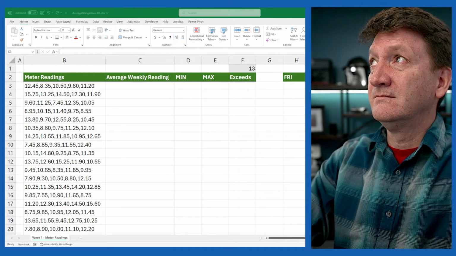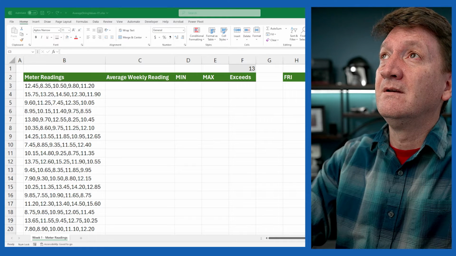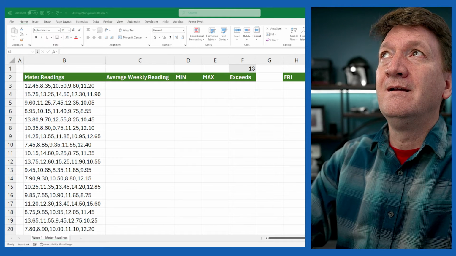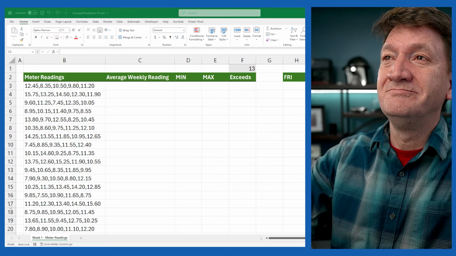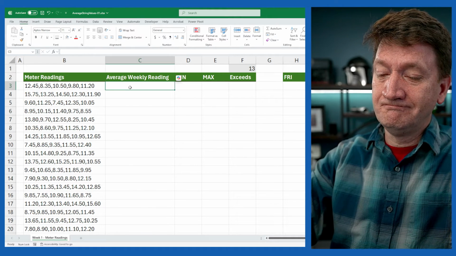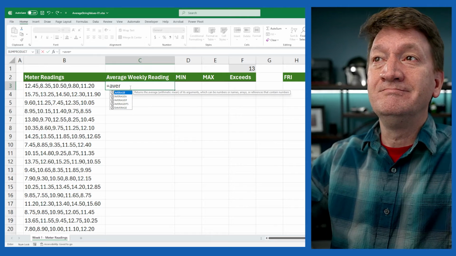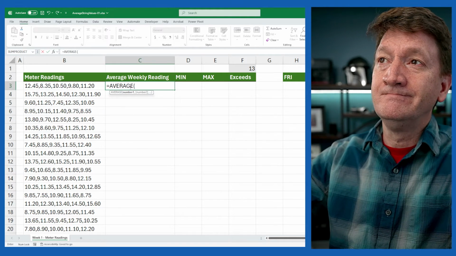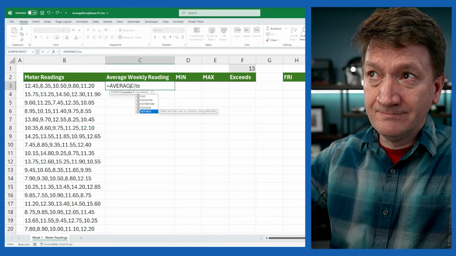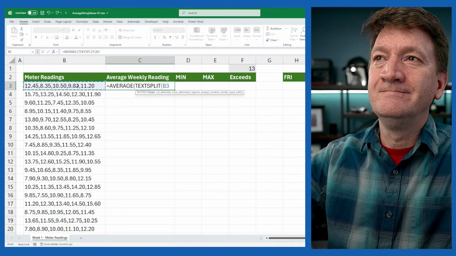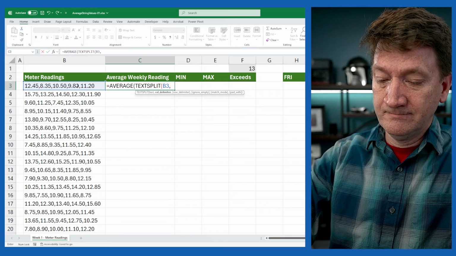Use the average function, but then nested within that average function, you'll use the TEXTSPLIT function. You gotta break the data up first before you find the average. All right, there you go. Average. Then TEXTSPLIT. What are you gonna split? Yep, you got it, B3.